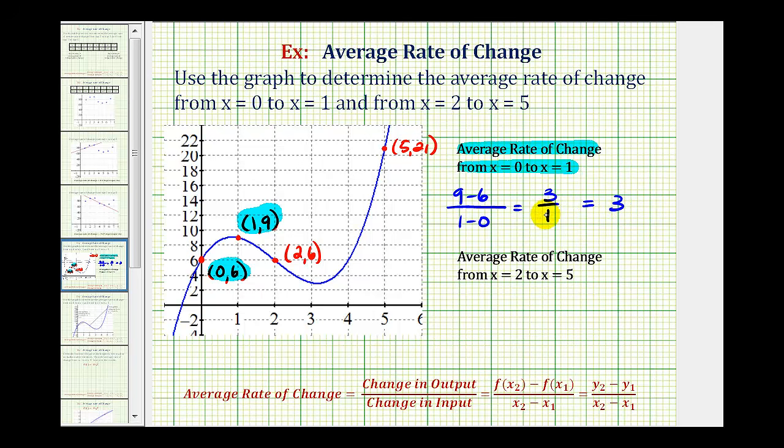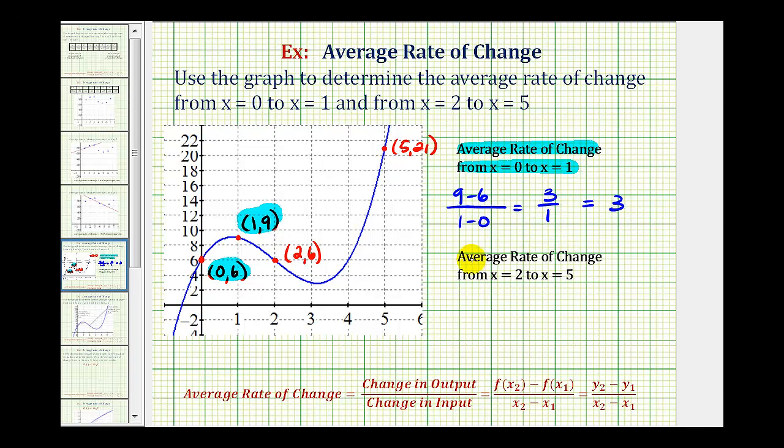But to interpret this, it's often helpful to leave it in fraction form. If the average rate of change is 3 over 1, that means on this interval, on average, the function value or y value will increase 3 units for every 1 increase in the input or x value.